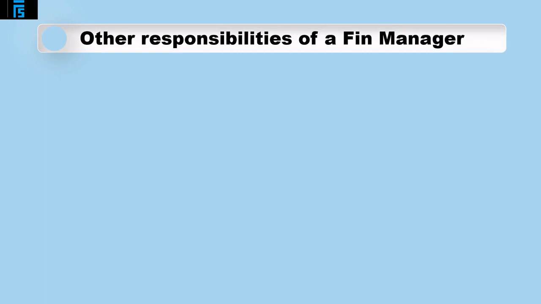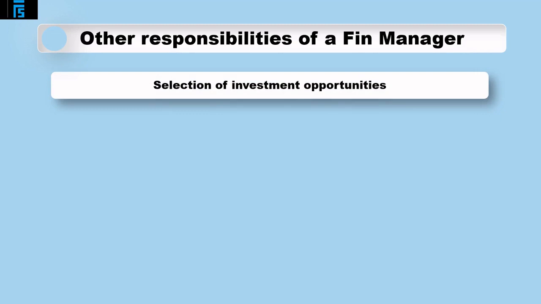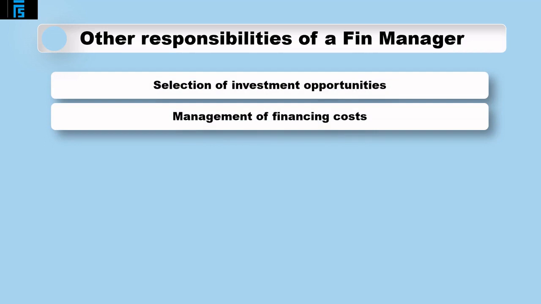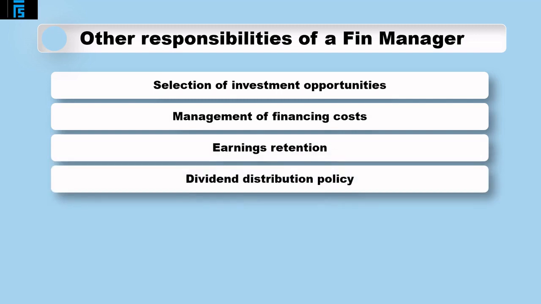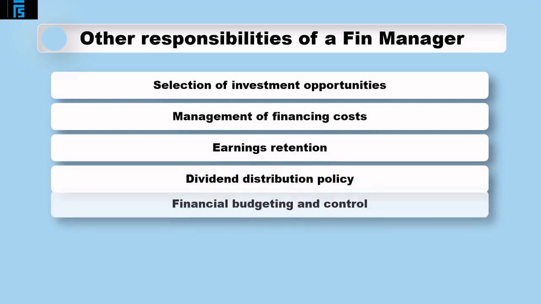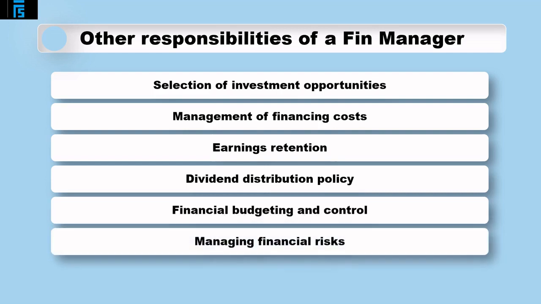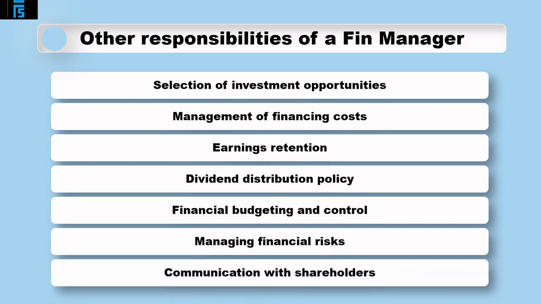The list of tasks which typically fall under the responsibility of a financial manager in a corporation is in fact quite long. It encompasses areas such as the selection of investment opportunities, management of financing costs, and pursuit of the company's earnings retention and dividend distribution policy. A financial manager is also responsible for financial budgeting and control, as well as managing financial risks. These responsibilities also include communication with shareholders and creditors. Let us now take a closer look at these areas, starting with investment selection and capital allocation.